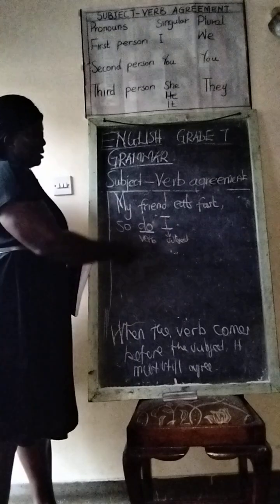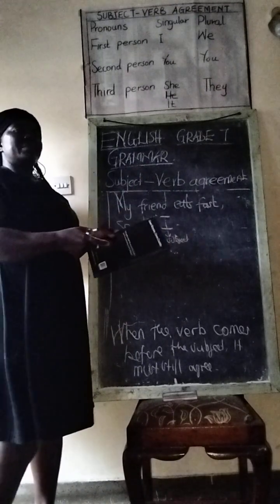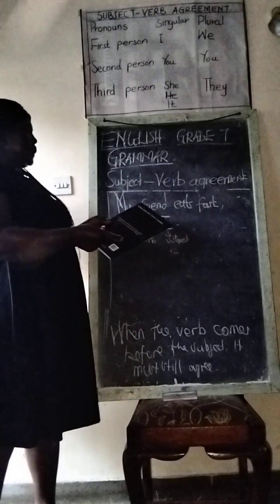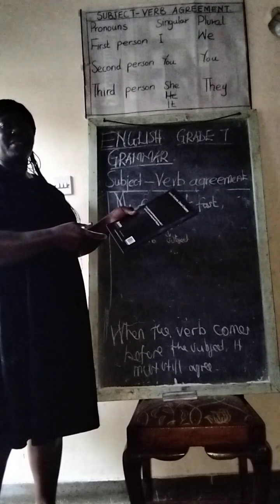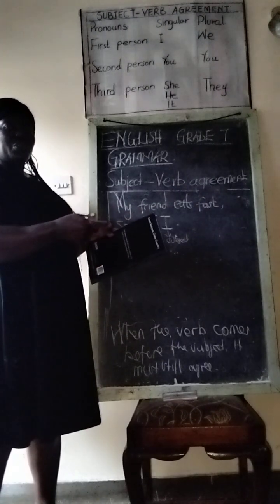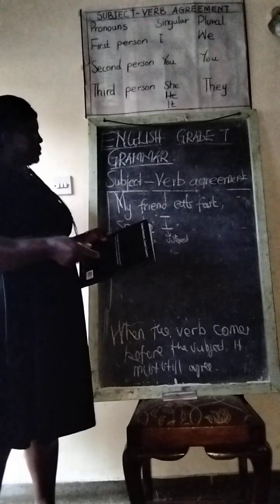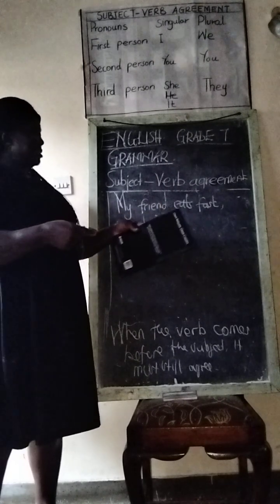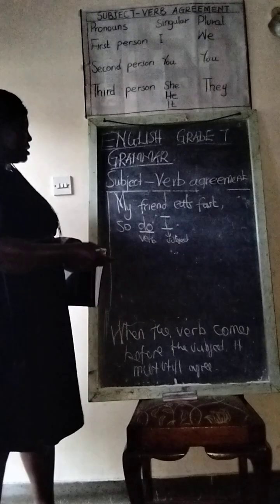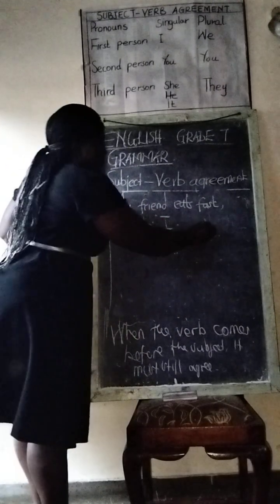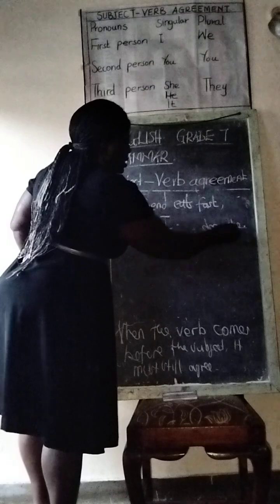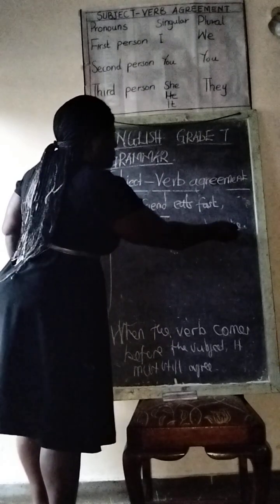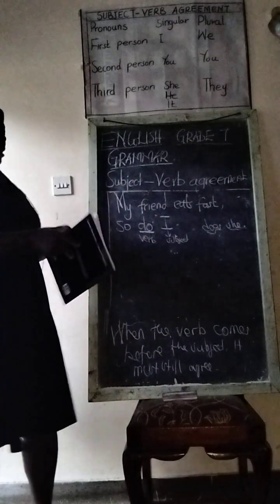Let's say Mary's friend eats fast. So does she. In that case, we have does and she. They are agreeing: singular verb, singular subject.